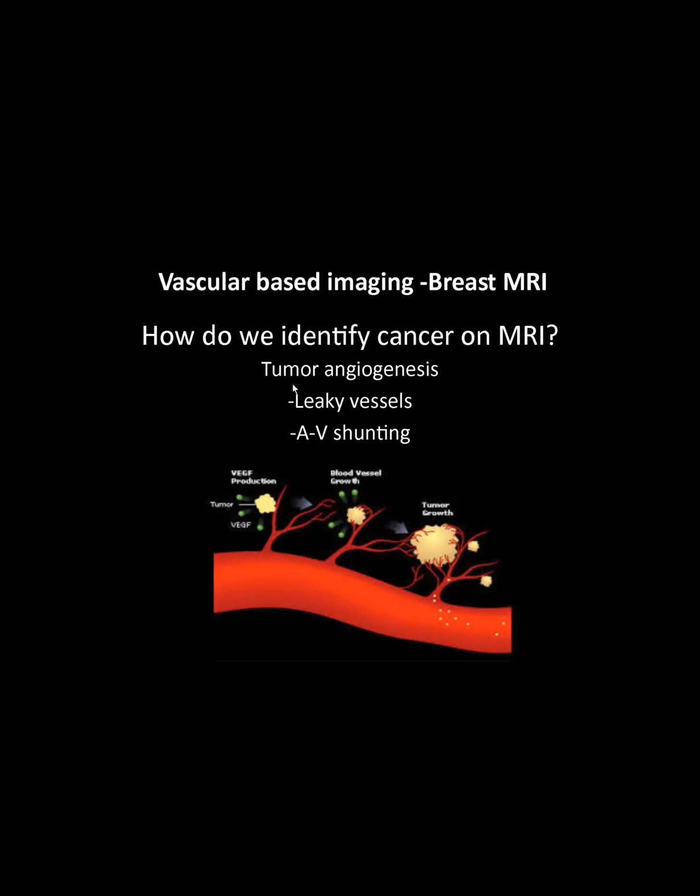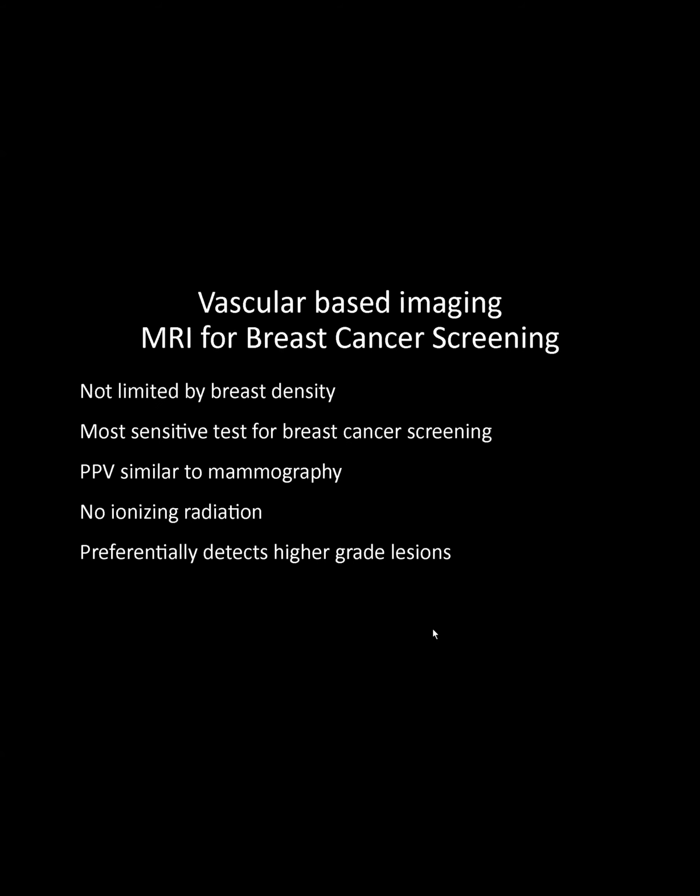Now, this is called tumor angiogenesis. And really what it is is leaky vessels: you have contrast in the vessel, and it leaks out into the tumor, and then the tumor enhances. One of the big differences for MRI in breast cancer screening is it's not limited by breast density. It's that breast density that really gets in our way from seeing some cancers. And it's the most sensitive test for breast cancers that we have presently.